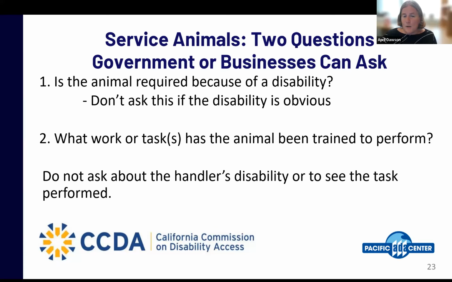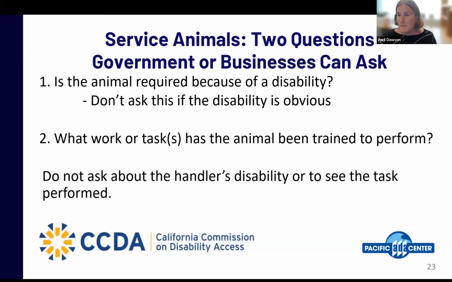Also, the second question you're allowed to ask is, what work or tasks has the animal been trained to perform? But it's important to know that that animal is not there for your amusement, they're working. So please don't ask the handler invasive questions about their disability. Really don't ask them anything about their disability, and do not ask them to see the tasks that are being performed. You may actually harm that handler service animal relationship by asking to have the animal demonstrate a task that they're not ready to perform.